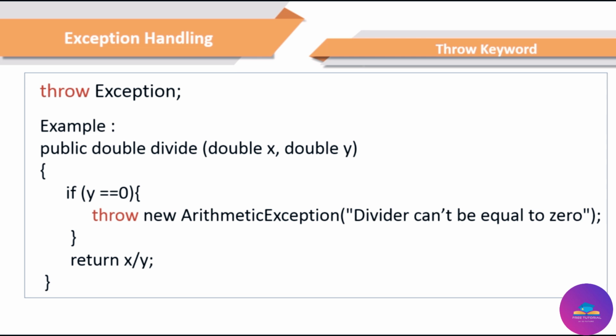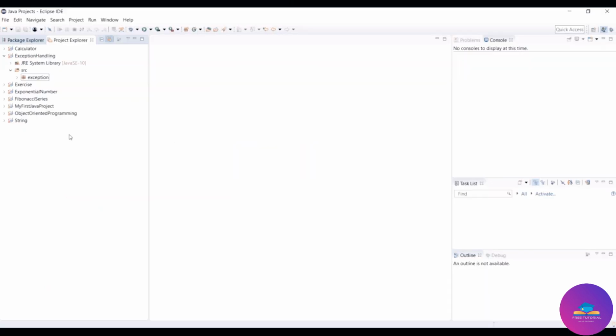So what you see here is a divide method that returns a double value in this slide. Now, in the method, because we can't divide a number by 0, we'll add throw ArithmeticException and pass a single string constructor parameter, which is the exception message: divider cannot be equal to 0. So in our program, we can handle this exception by using our try-catch block. So why don't we do an example with the throw keyword?